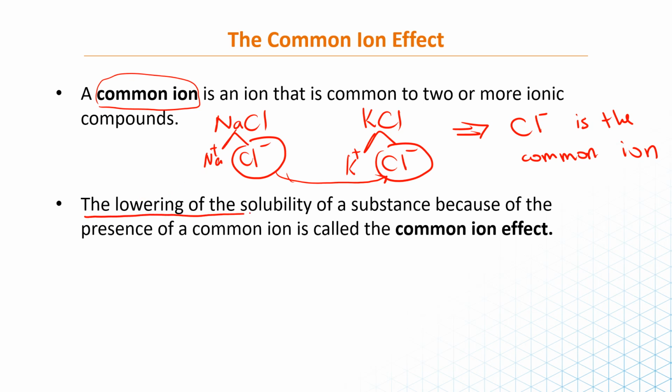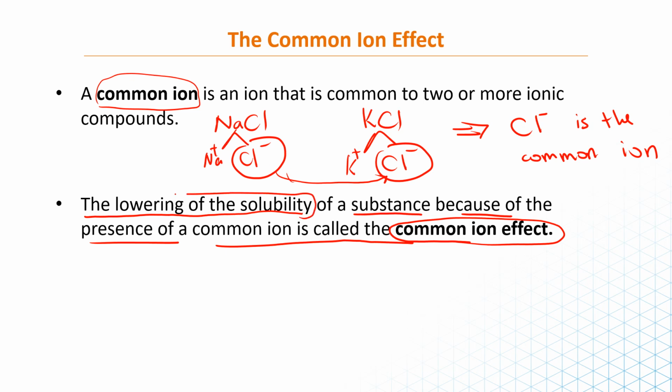So the lowering of solubility of a substance because of the presence of a common ion is called the common ion effect. This means that when we mix two compounds that share a common ion, it reduces the solubility of one of them. The common ion effect means that the amount of substance that dissolves decreases because of the presence of the common ion. So as we're saying, the solubility is going to be lowered because of the presence of a common ion in the solution.